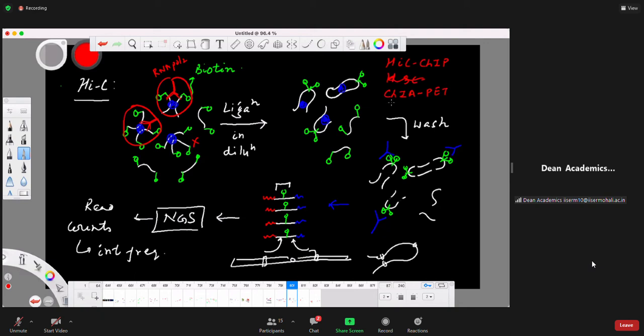Here, ChIA stands for chromatin interaction analysis. PET is a sequencing method, okay, which I'll not talk about in this class. This method mostly uses antibodies and pulls out the complexes that they are interested in. And this is the only method which also uses sonication instead of restriction digestion.